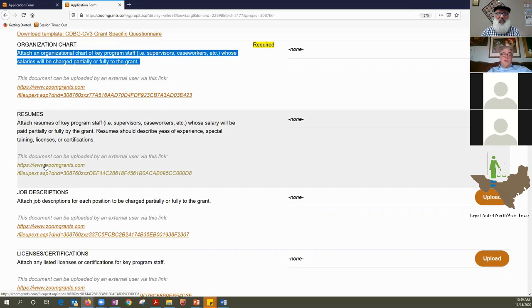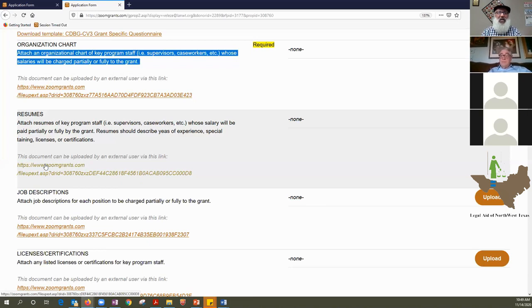Most important thing here is the people who are approving your program or your project, they want to see how your organization functions. And then they want to make sure that you have the staff in place to be able to properly manage the program that you're asking them to fund.